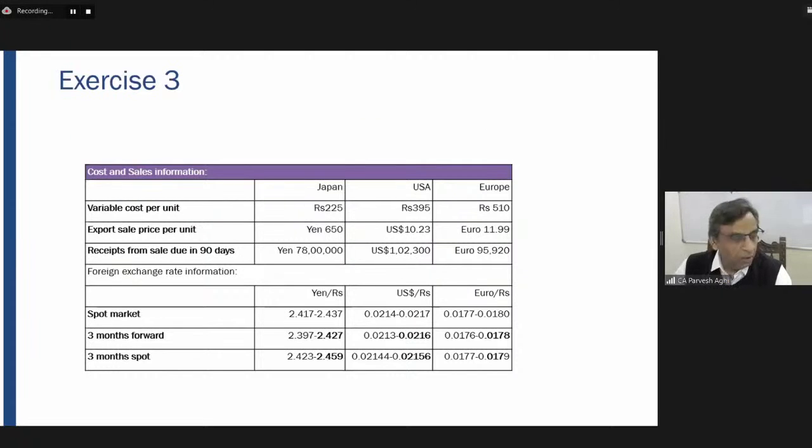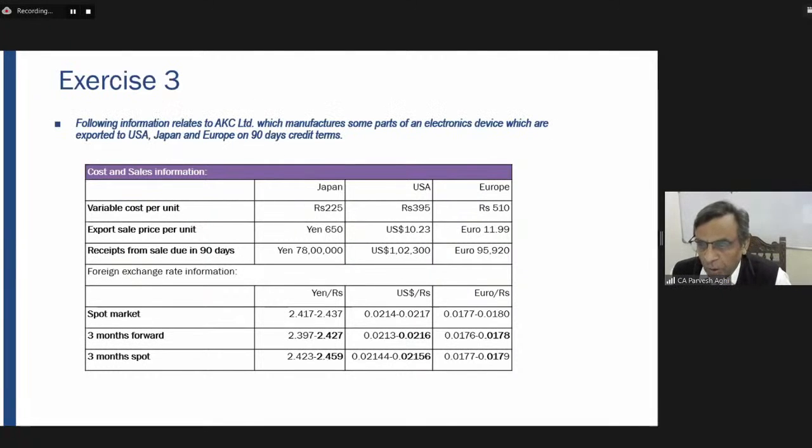The following information relates to a company called AKC Limited, which manufactures some parts of an electronics device which are exported to USA, Japan, and Europe on 90 days credit terms. So this information is all given to you. Cost and sales information is given to you.